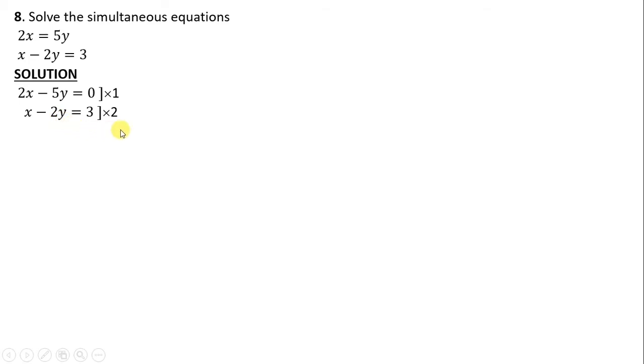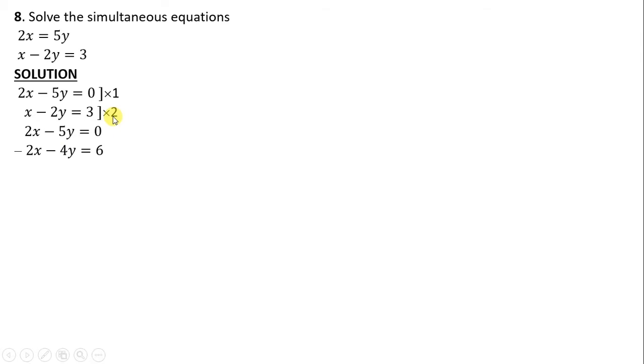So to make them have the same coefficient, I'll multiply the first equation by 1 and I'll multiply the second equation by 2, so that I have a coefficient 2 and 2. Let's do that. So when I multiply the first equation, or the whole equation, by 1, I'm getting 2x minus 5y is equal to 0.